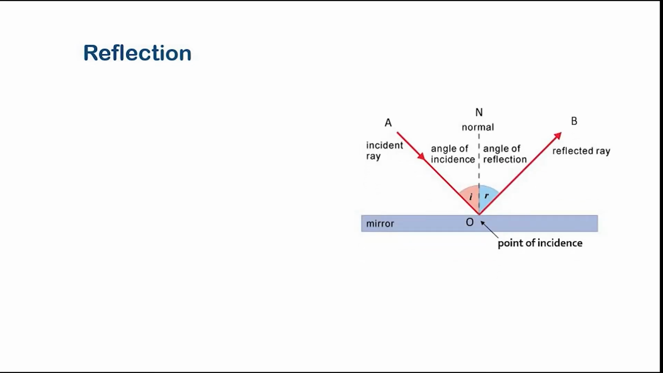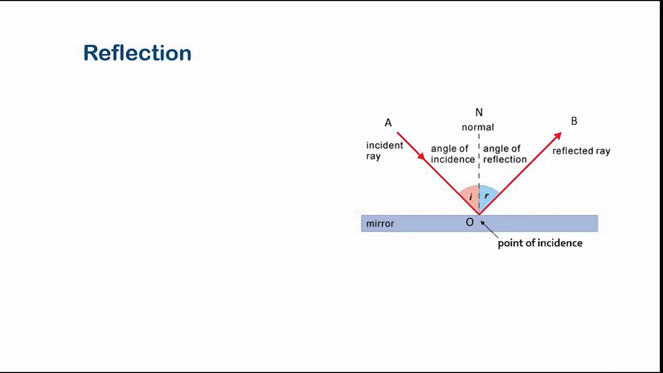So, what do we understand by the reflection of light? Look at this figure. Here, AO ray travels in a straight line through a medium and falls on the surface of a second medium. So, AO ray is called the incident ray and O is called the point of incidence. After reflection, the light ray comes back to the previous medium. The light ray that turns back to the first medium from the surface of separation of the two media is called the reflected ray. Here, OB is the reflected ray.